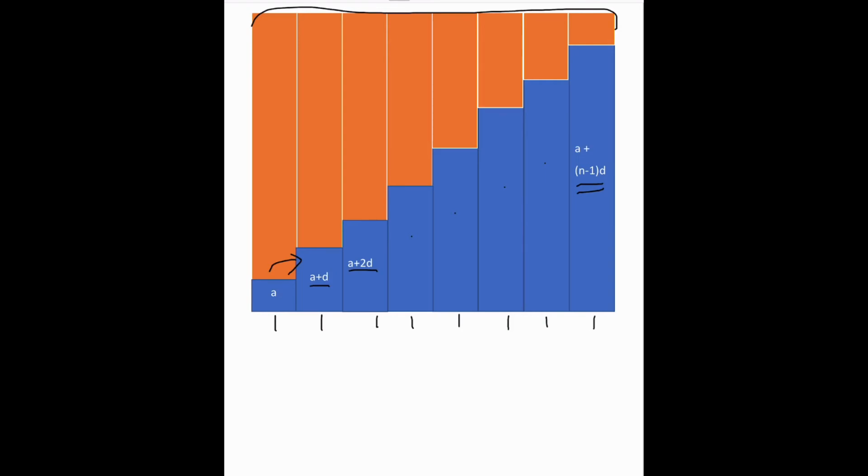So how do we find the area of the rectangle? Area of the rectangle will be L into B, length into breadth. What is the breadth of this rectangle? You see, the breadth of each individual one is 1 unit. So the total breadth of the big rectangle will be 1 plus 1 plus 1, so on n times, which is nothing but n.